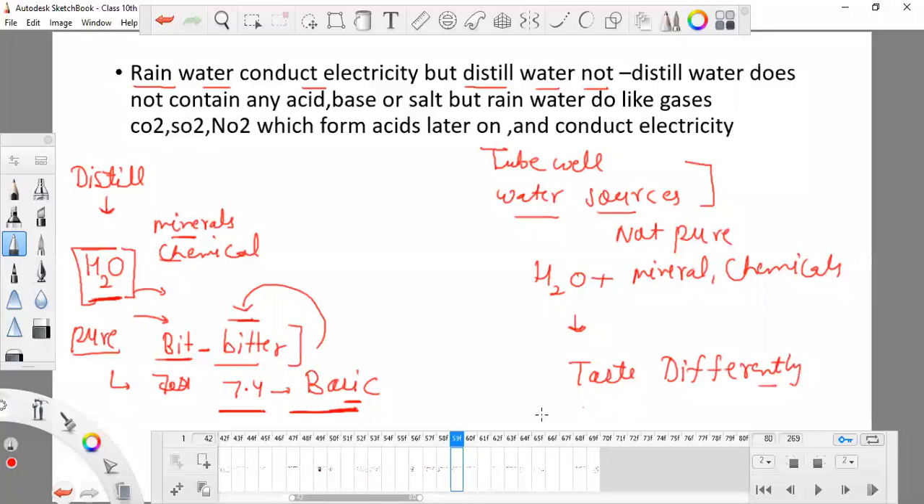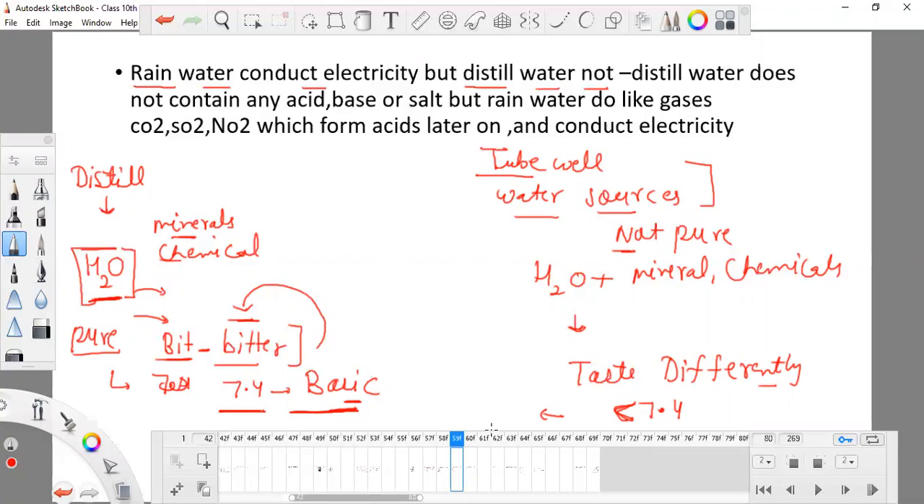and its pH is lesser than 7.4. Its pH is lesser than 7.4. The water we obtain from tube wells or other water sources like lakes, rivers, and tap water, these are the two kinds of water which are in our use in daily life.